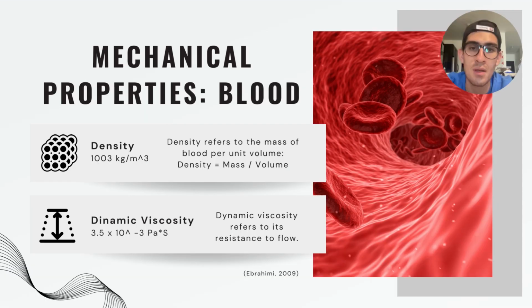in SolidWorks. On the other side, we have the mechanical properties for the blood, with density of 1003 kilograms per cubic meter and dynamic viscosity of 3.5 times 10 to the minus 3 pascal-seconds. As well, this data will be useful to fill in the characteristics of the fluid for the simulation.